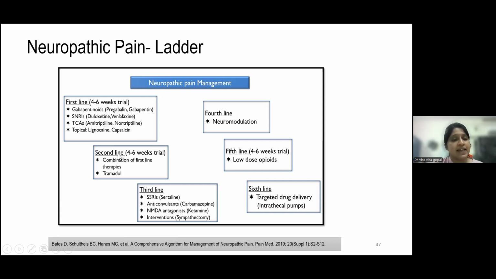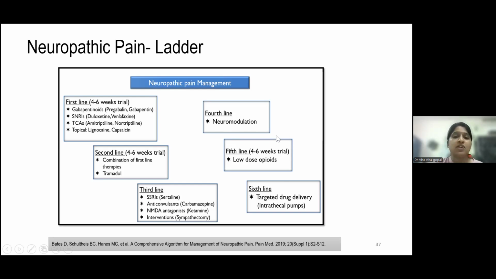These are the first-line drugs, either one of them. Second line, we combine any 2 of these first-line drugs. Tramadol, they say is second line, but I give it as first line for neuropathic pain, because these drugs will take time for action. Then third line, we have the SSRIs, selective serotonin reuptake inhibitors like sertraline, other anticonvulsants like oxcarbazepine, NMDA antagonist ketamine, interventions like sympathetic blocks, etc. Fourth line, we have neuromodulation.